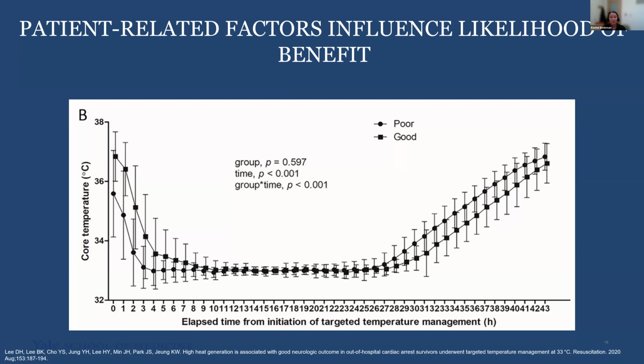Non-brain injured patients will typically generate heat when cooling is initiated as a way of maintaining homeostasis. Brain injured patients, alternatively, do not generate heat. While the pathophysiologic mechanisms for this are not yet proven, it's hypothesized that patients with severe hypoxic ischemic brain injury on presentation have damage to the hypothalamus, which impacts their ability to regulate their temperature.